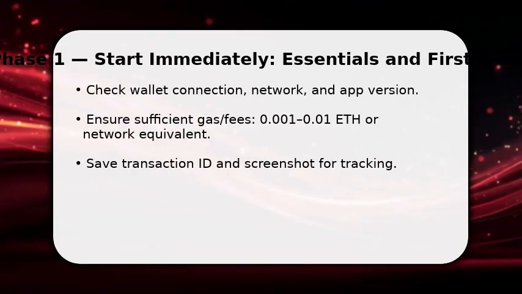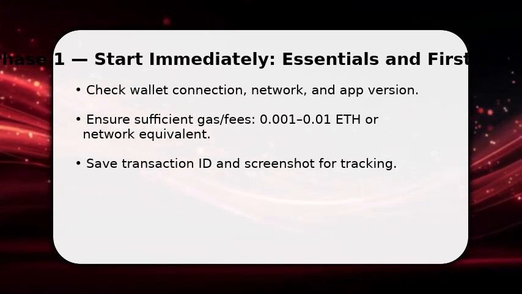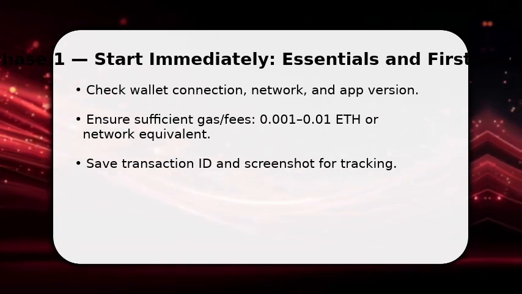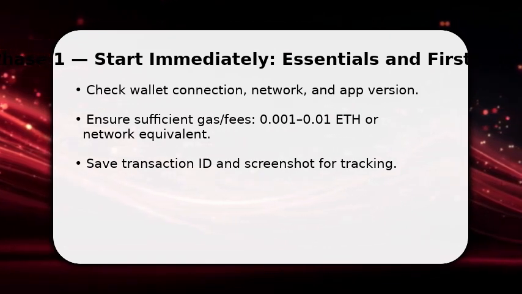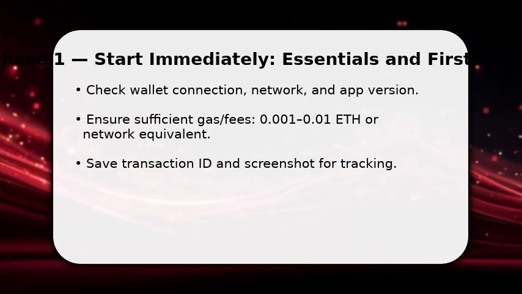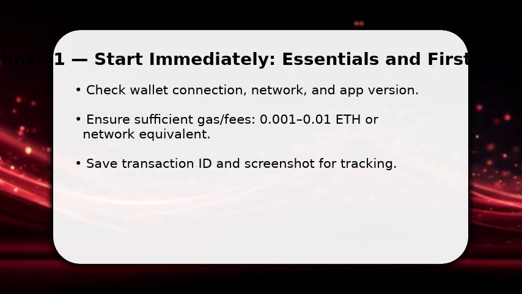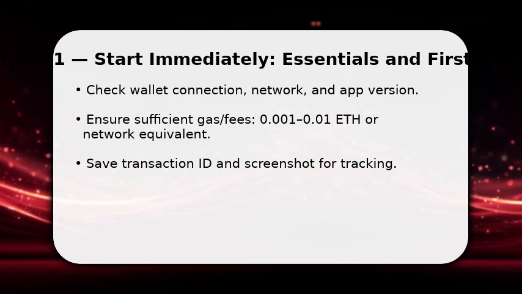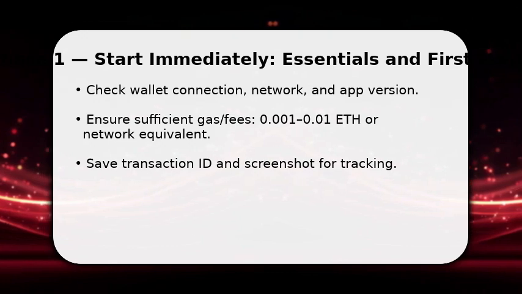You start by confirming prerequisites. Connect the wallet and pick the correct network, mainnet or testnet, because mismatches cause failures. Once connected, make sure you have enough gas or fees, typically 0.001 to 0.01 ETH or token equivalent. Insufficient funds halts the trade. Save the transaction ID and a screenshot immediately for troubleshooting. If you see a pending state, do not resend. Instead, wait a few minutes and check mempool status, because duplicate transactions make recovery harder.